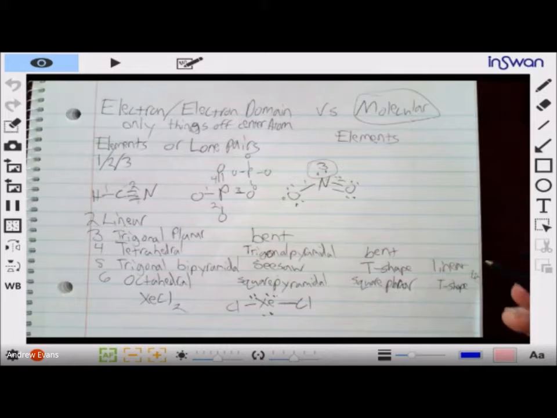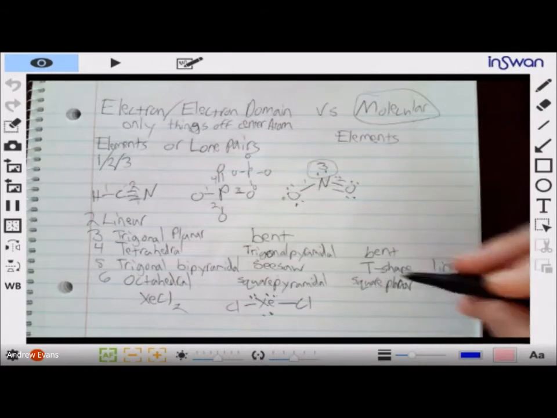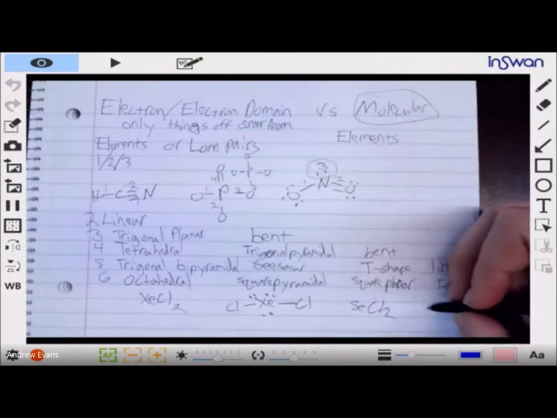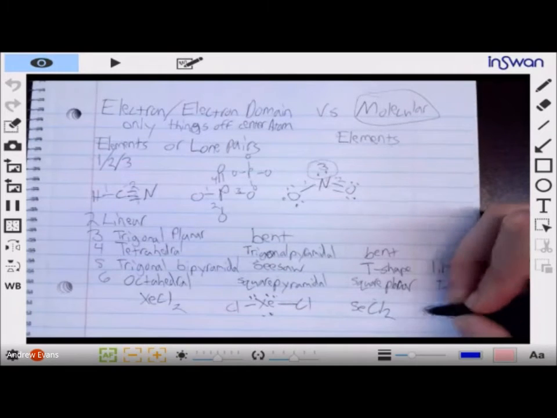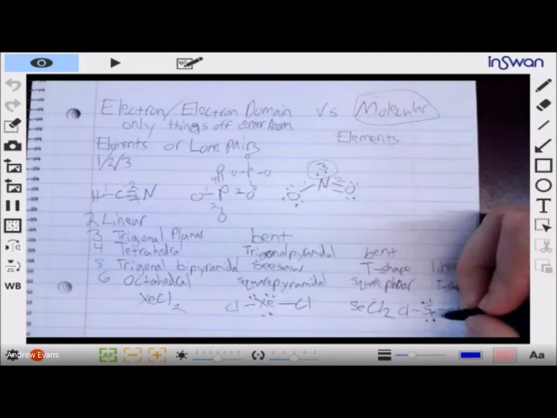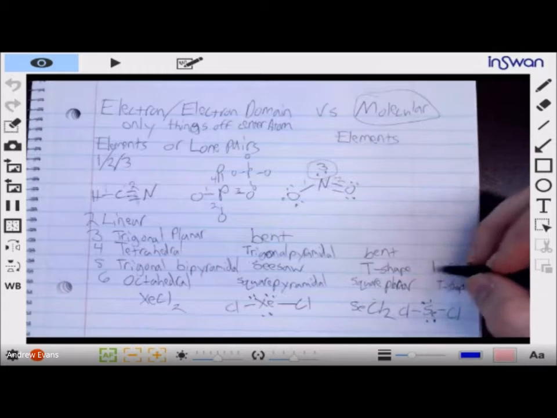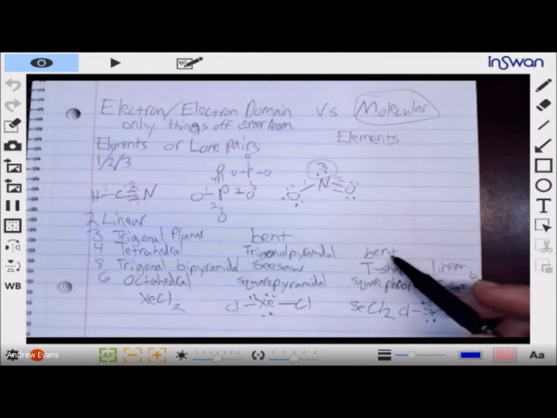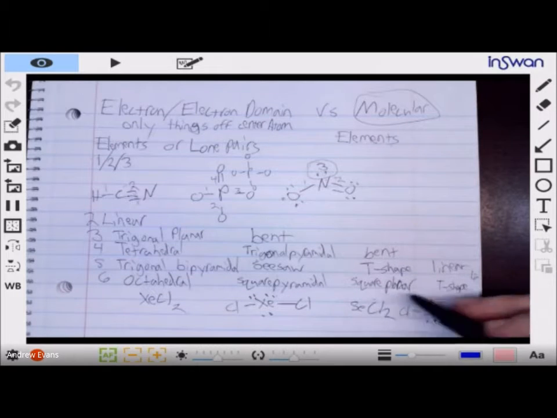But had I given, instead of xenon, selenium chloride, it would expect to have 6 electrons. Doing the same thing, we use 2 of the 6, and then we go 1, 2, 3, 4. That's 5, 6. Selenium chloride would be, well, would be bent. So we have to look at how many electrons you expect to see.